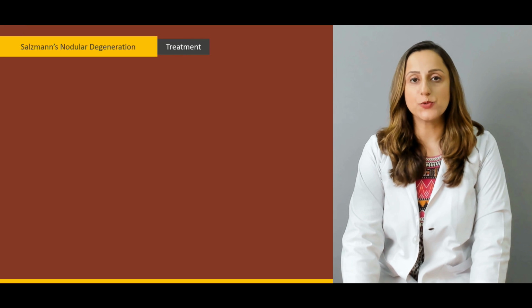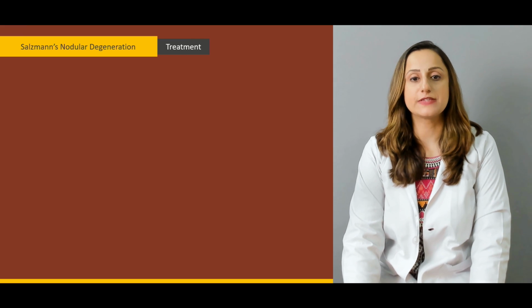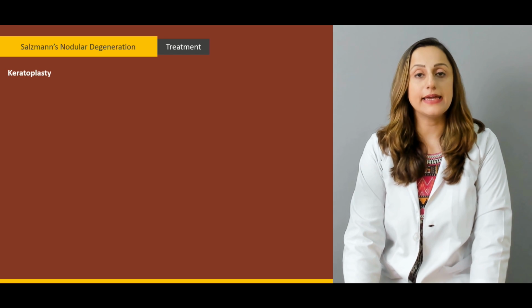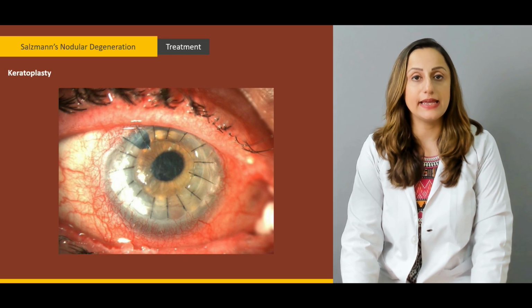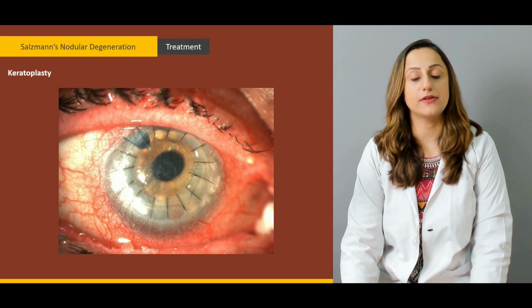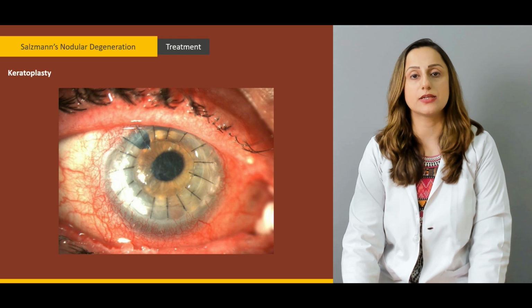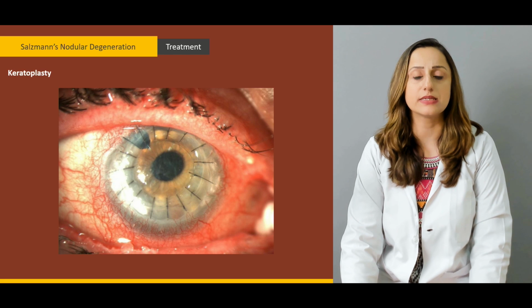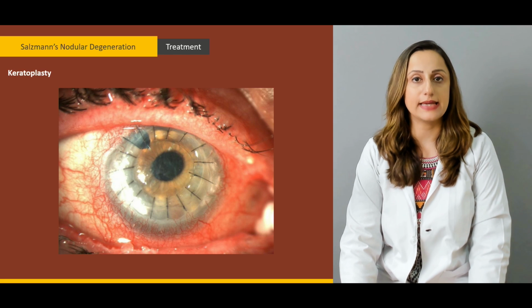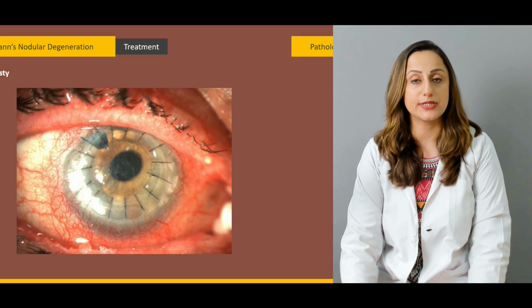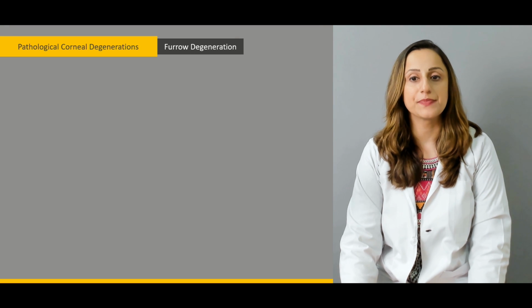The treatment that we're going to give for these patients of Salzmann nodular degeneration would obviously be a keratoplasty. Any kind of damage or corneal degenerative process, even the cloudiness or the haziness, can be covered by these keratoplastic procedures done for these patients.